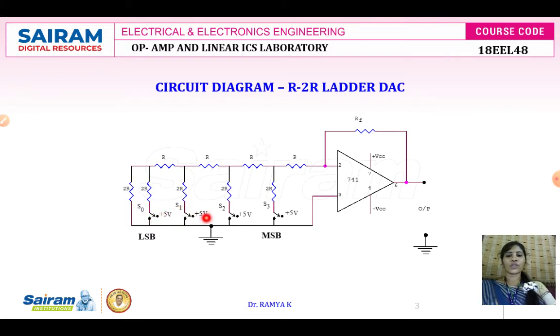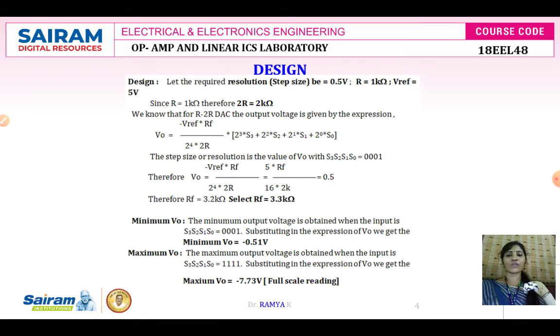And the switches S0, S1, S2, S3 will represent the binary values. If a switch is closed, it will be equal to 1, and if it is open, it is equal to 0. Suppose you consider S0 and S2 closed, it means S0 and S2 will have the value 1, that is 1010, and according to that you will be getting the output. So here the digital value 1010 is converted to an analog value, which in terms of voltage will be there.